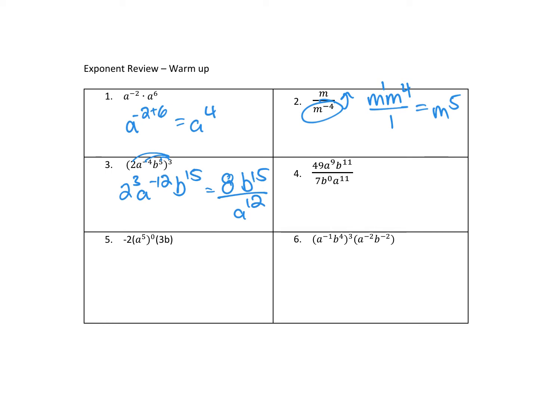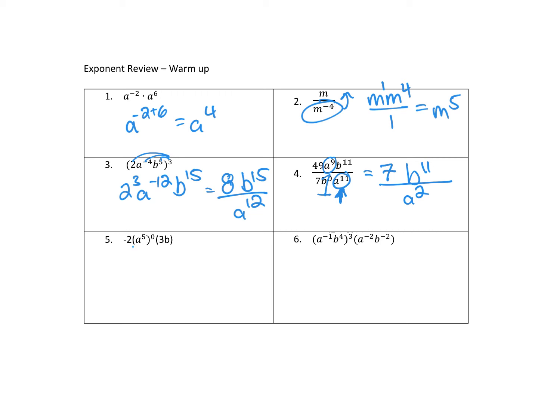Number 4, I've got 49 over 7, which is 7. A to the 9th and a to the 11th. The difference is 2, and it looks like I've got more on the bottom because it's a to the 11th. It's bigger than a to the 9th, so the difference is 2. It's going to go on the bottom. And b to the 0 is the same as 1, so I've got b to the 11th on top.